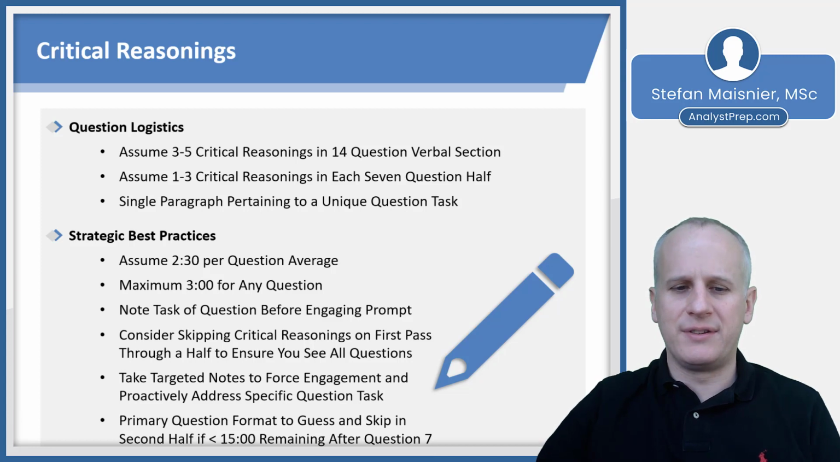And as I mentioned, this is your primary question format to just bluntly guess and skip, especially in the second half, if you have fewer than 15 minutes remaining after question 7. Because remember, you're going to aim for 15 to 18 minutes for the second half under the auspices that you are hoping to reach a harder second half of each of these 2-half sections.